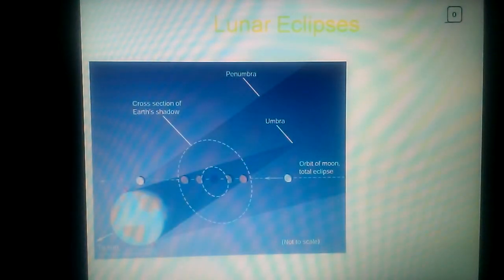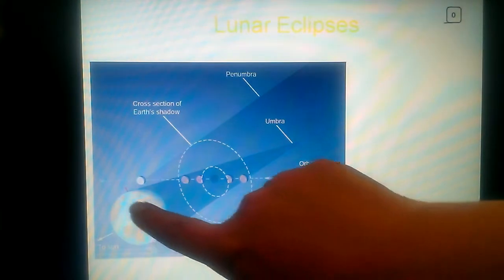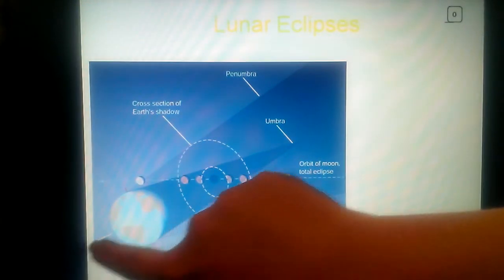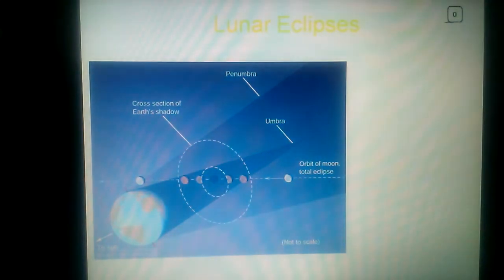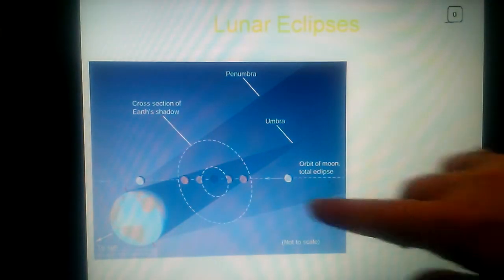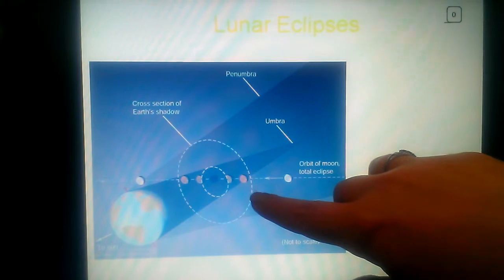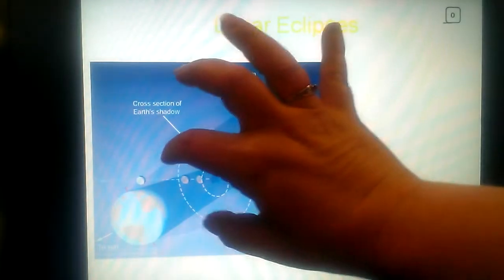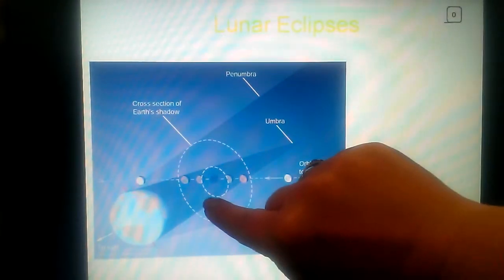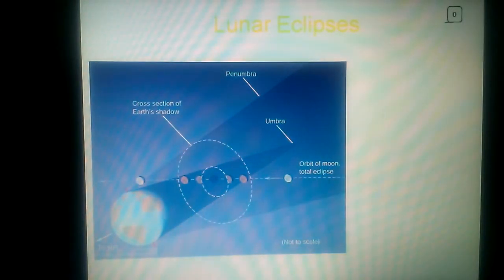Lunar eclipses are our next topic. Lunar eclipses are when you have, here's a picture, the Earth, and the sun would be over here, casting a shadow. The moon enters into the shadow, either completely or partially, and it would give it a reddish tint. If you look in this picture, you can see there's two parts of the shadow. The penumbra is the partial shadow, and then that darker portion of the shadow is called the umbra.